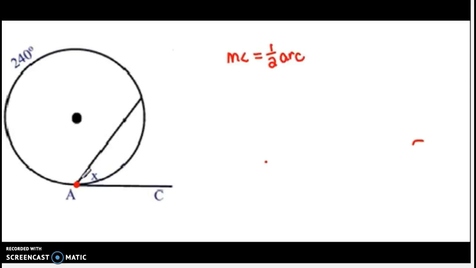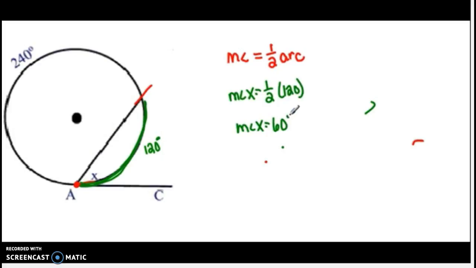Now I need to go find the arc. This angle extends through this point up here, and it starts here. So the arc is going to be that green arc right there. I don't know its measure, but I do know that the entire circle has to be 360 degrees. So if this part over here makes up 240, I know that the green arc must make up 120. So now the degree measure of angle x has to be half of the arc that it intercepts, or half of the 120, or in other words, 60 degrees.